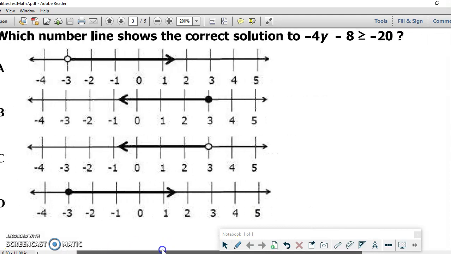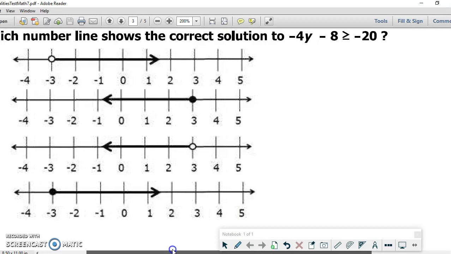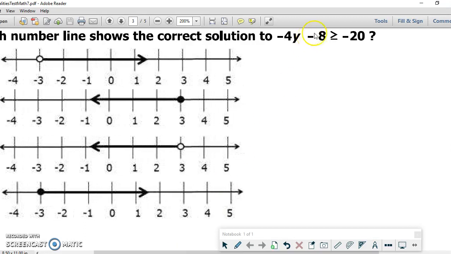So now we're on number 11. It says, which number line shows the correct solution to -4y minus 8? So, in order to do that, we have to solve this solution. Let's go ahead and put a box around our variable term. We have minus 8 left. So I'm going to get rid of the minus 8 first by adding 8 to both sides.